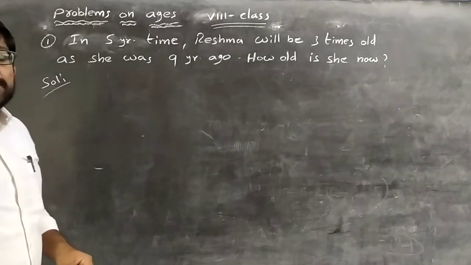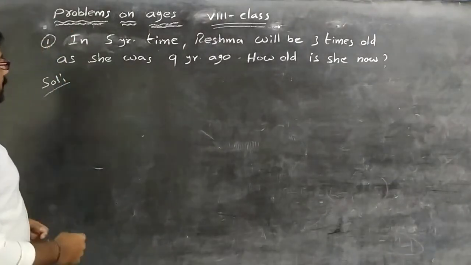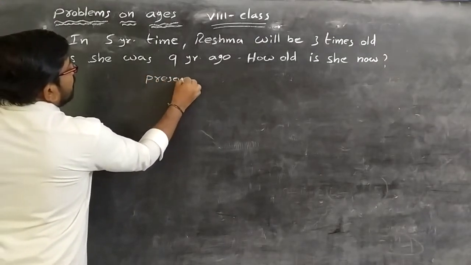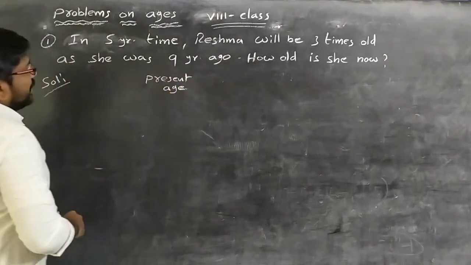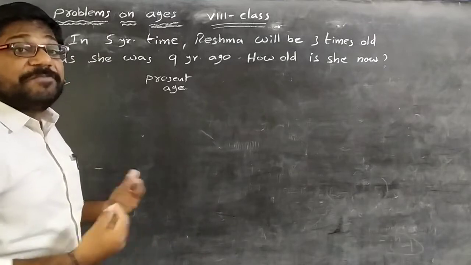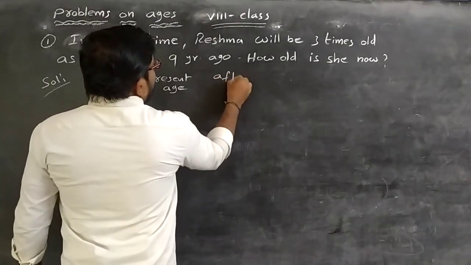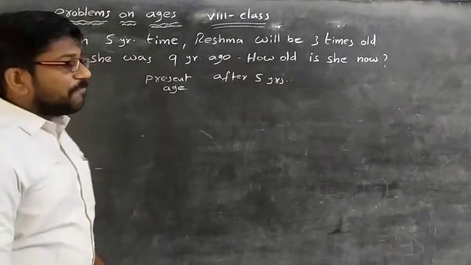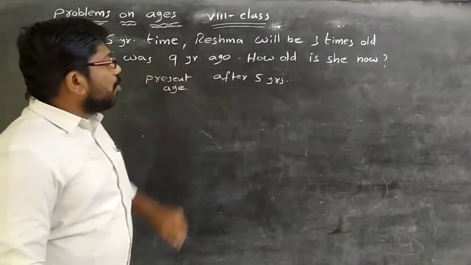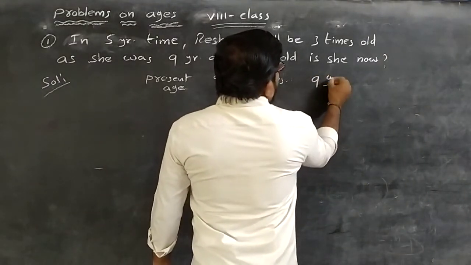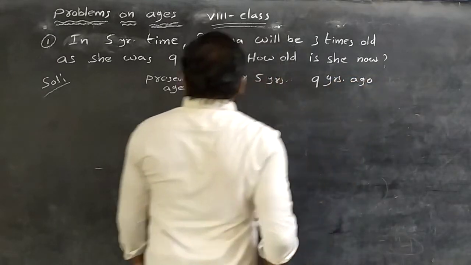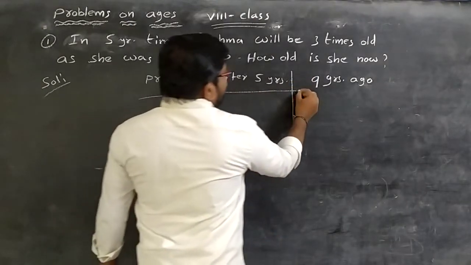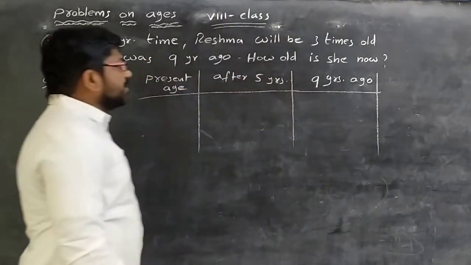In these problems we have to prepare a table. The first column is present age, the second is in 5 years time, which means after 5 years, and the third column is 9 years ago.